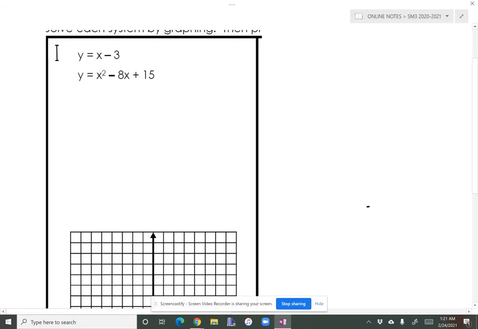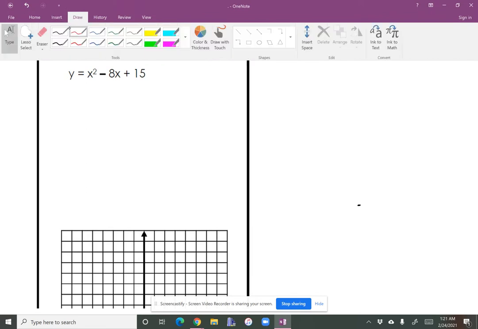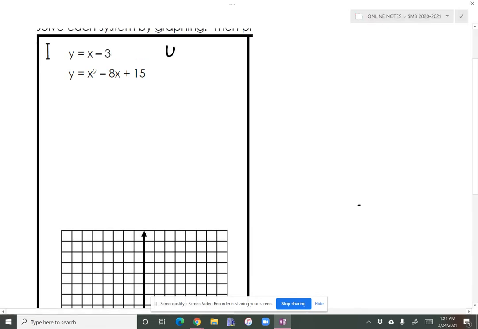So first thing we need to do in order to graph it is remember that y equals mx plus b is slope-intercept form, where this number is the slope. And remember that's rise over run, okay? And then this number out there is the y-intercept, and that's where it crosses.